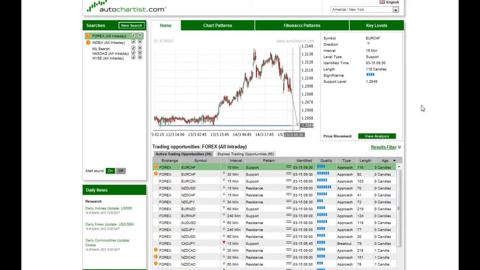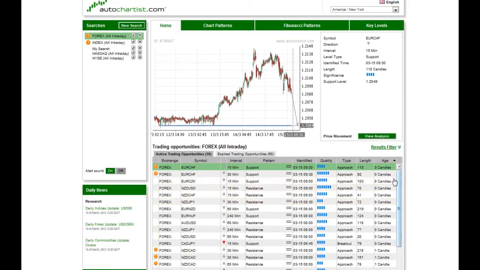And so the first thing I want to point out here is that Autochartist alerts you to the latest chart patterns that have been identified, or the latest opportunities that have been identified. Okay, and that is through this little orange icon, this little exclamation mark. I'm sure you can see it on the top left, and also on some of the actual opportunities. That means that these are the latest opportunities that Autochartist has identified.